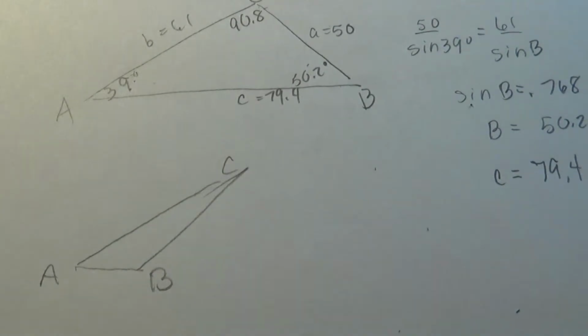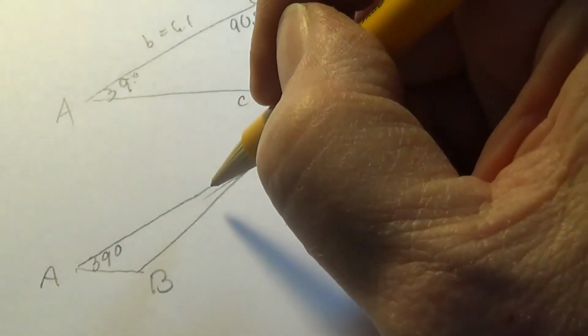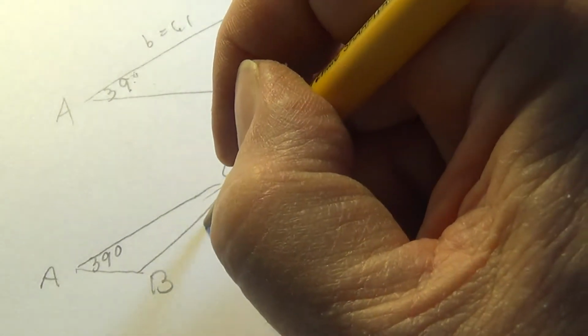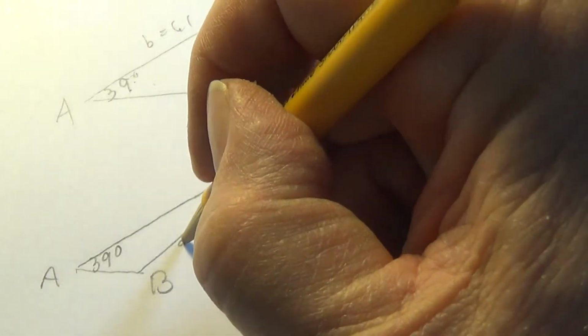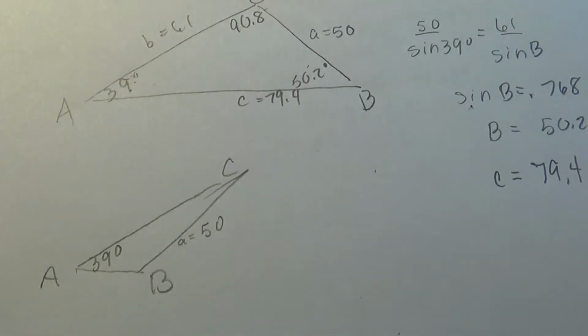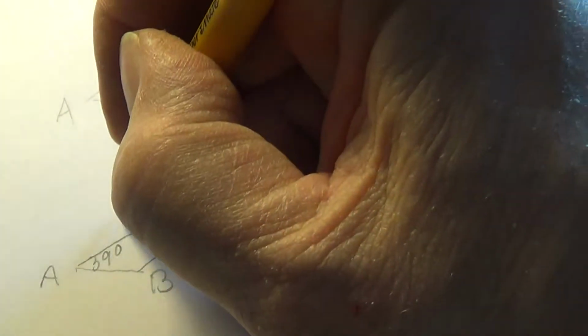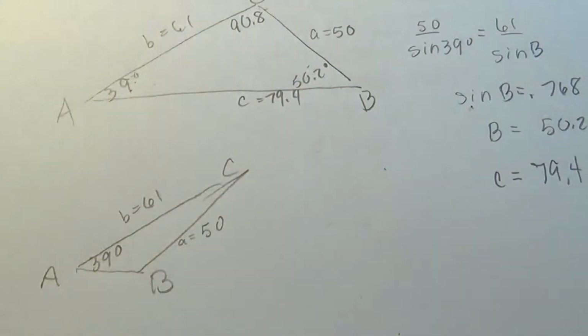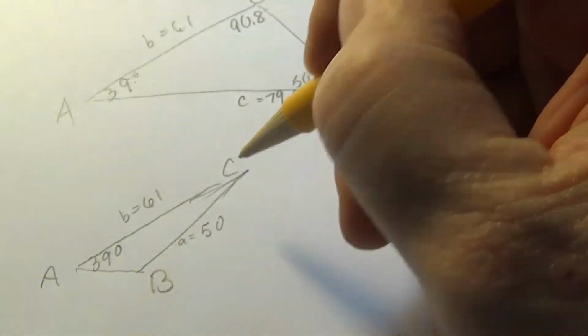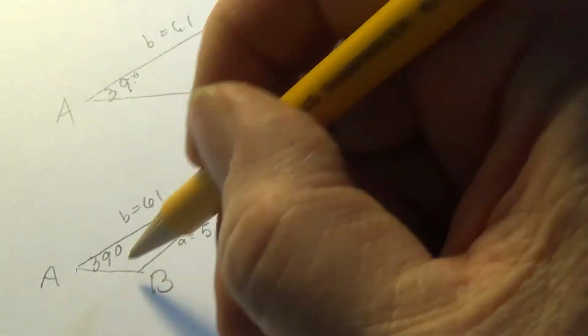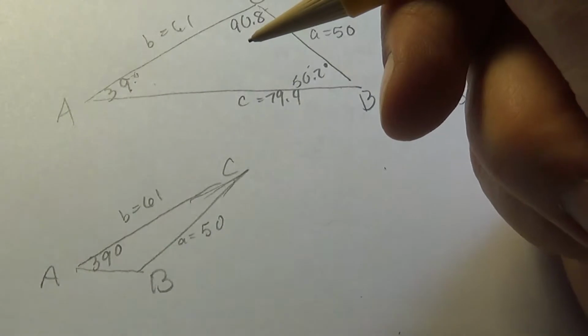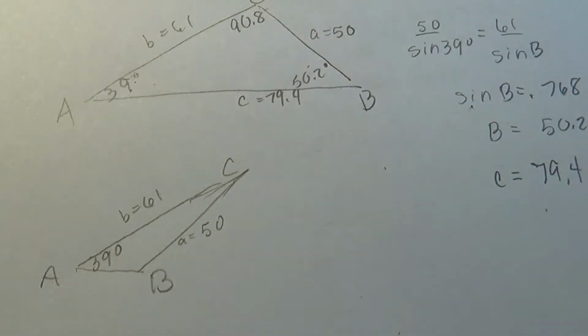So let's put in the values given from the problem. This is still 39. Across from it, side A is still 50. And side B is 61 still. So none of that's changed. But you can see that the angles have definitely changed in this second solution. So how do we get those?